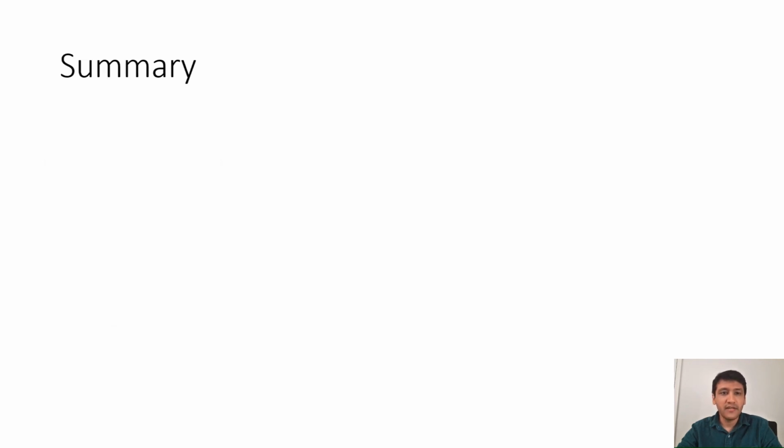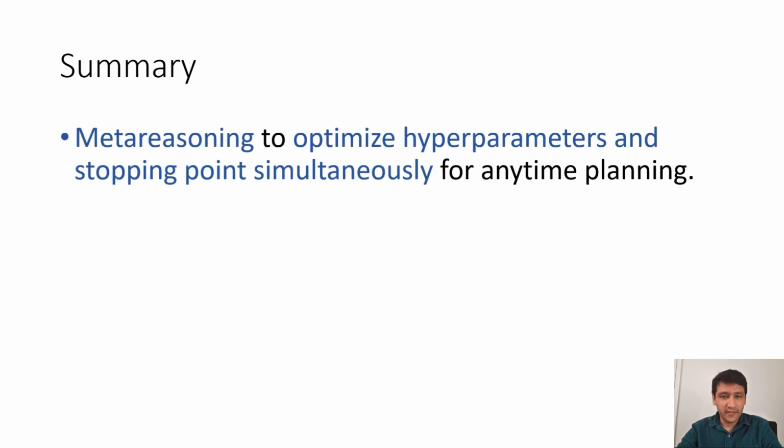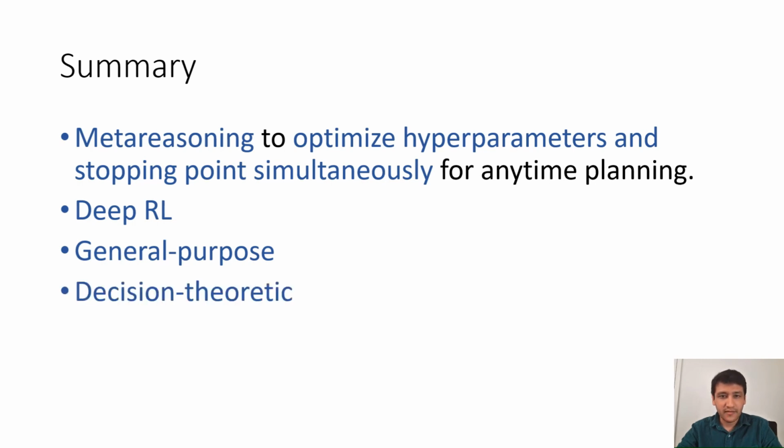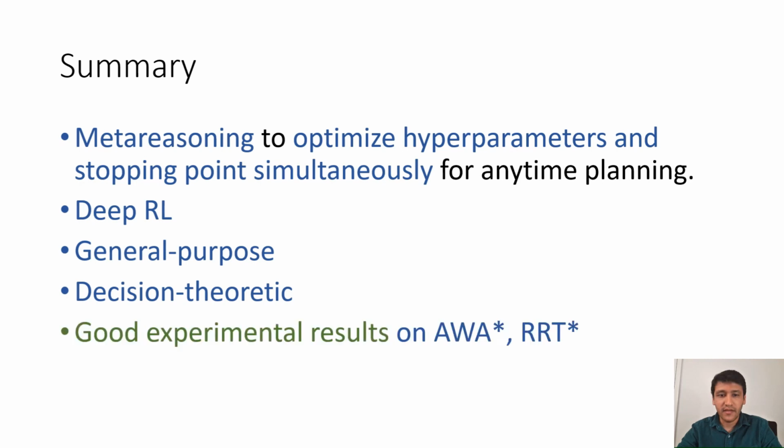To summarize, we propose a meta-reasoning approach to optimize both the hyperparameters and the stopping point simultaneously for anytime planning. We propose using deep reinforcement learning to carry out the meta-reasoning process. Our approach is general purpose and decision theoretic, which means that it optimizes the final time-dependent utility prior to termination. Our experiment shows that our approach leads to good results on RRT star and across domains on anytime weighted A star.